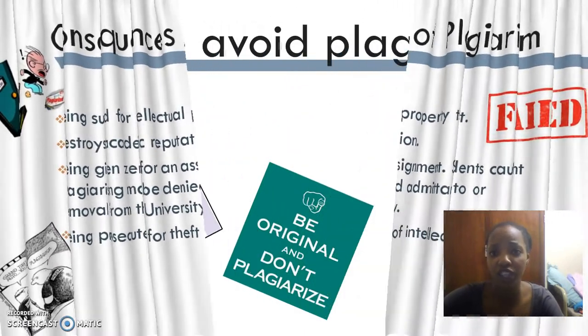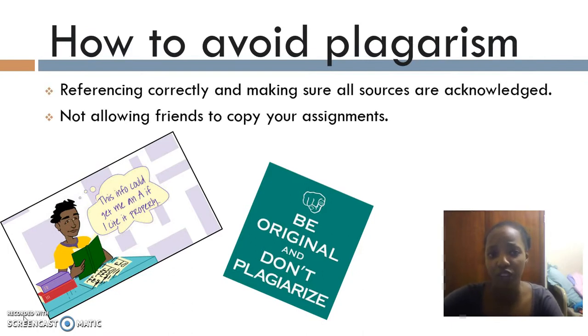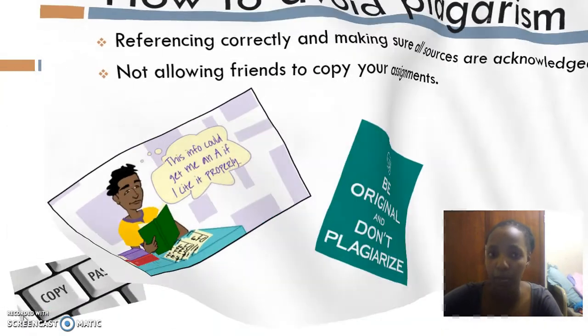How to avoid plagiarism? Plagiarism may be avoided by referencing correctly and making sure that all sources that are used in an assignment are acknowledged, and also not allowing friends to copy your assignments.